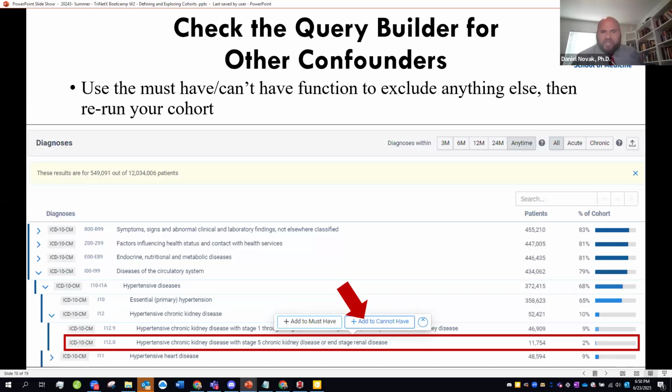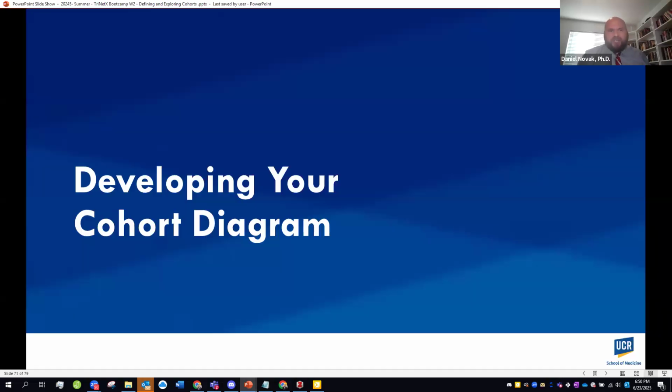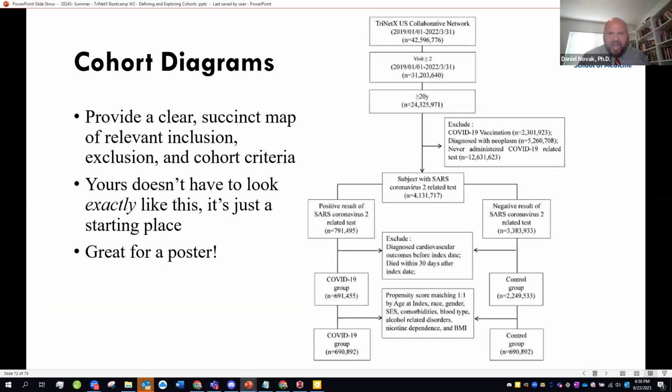Again, you can use the query builder, as I pointed out earlier, to look for confounders or common features to your cohorts that might be a potential confounder, and you can exclude those and add them to the cannot have function. Great. As we're closing up today, I want to draw your attention to one last feature of this phase, your cohort diagram. And this is a very common feature of TriNetX publications that I think is really great. I actually think it's a really nice economical way. I think all studies should have some version of this, especially if you've got multi-pronged or multi-armed trials and things like that that get very complicated.